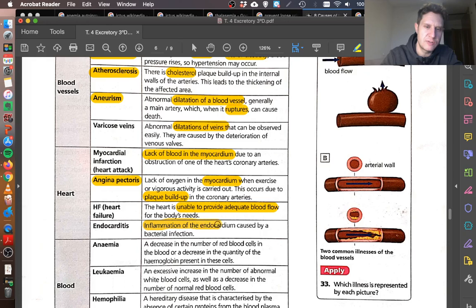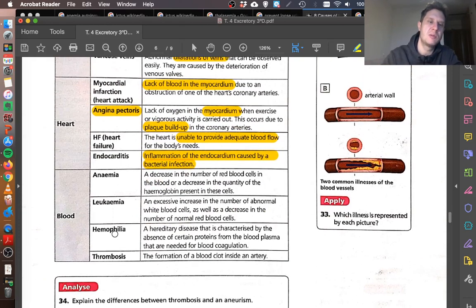Endocarditis, inflammation of endocardium caused by a bacterial infection. Yes. This is very important. Bacteria are going around our body, and if a bacteria get in the heart, located, and is generated an infection, an inflammatory. So the heart is growing in size, is not working properly.